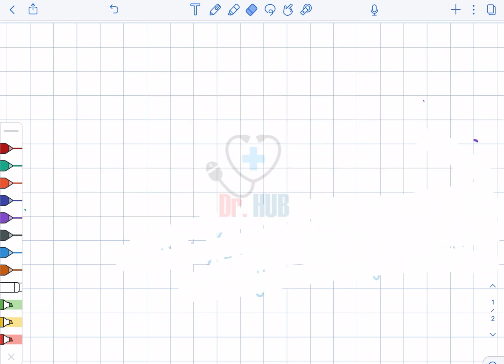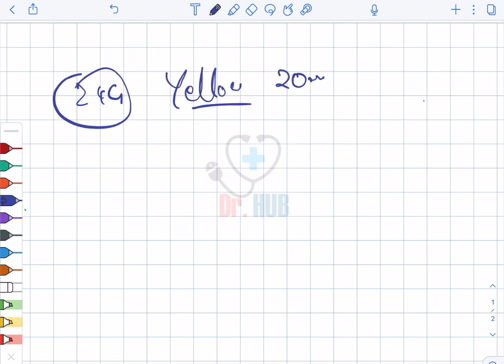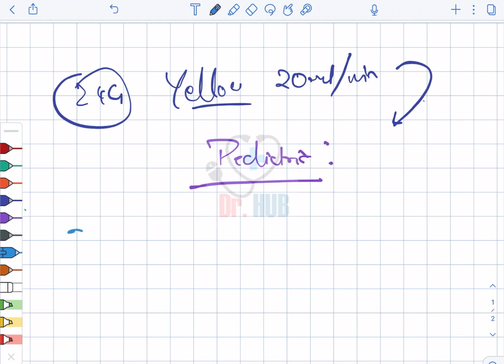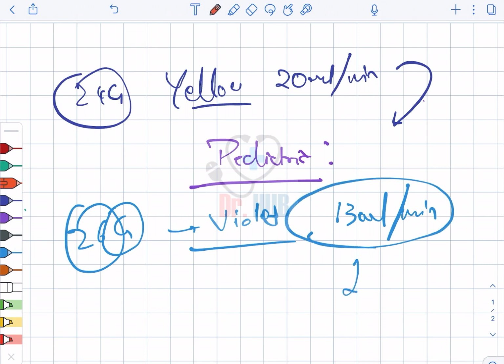Next comes the very important one, it is 24G. Why is it important? Because it is yellow and it transfers 20 ml per minute and it is only used in case of the pediatric. This is important. Next comes the 26G. So 26G is violet and it has a flow rate of about 13 ml per minute. And another important thing to note is that it is newly added.